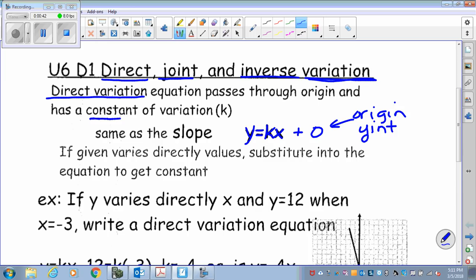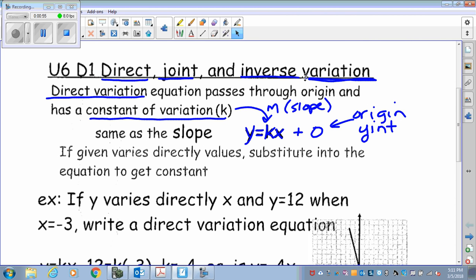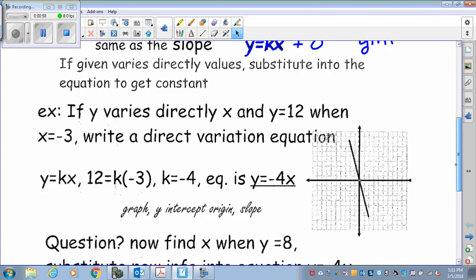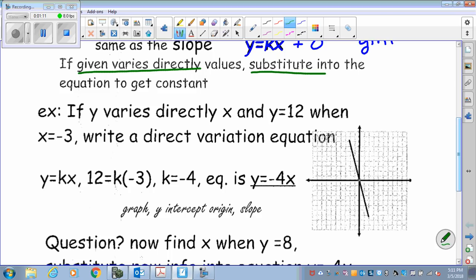But what's different is we have this constant of variation, k, and that is sort of like the slope, if you have a direct variation. So if you're given values that vary directly, what you do is write your equation and then you substitute. If it varies directly, you'd say y varies directly with x. That's what that means. And then you substitute into the equation to get your constant. Your constant of variation is the slope.